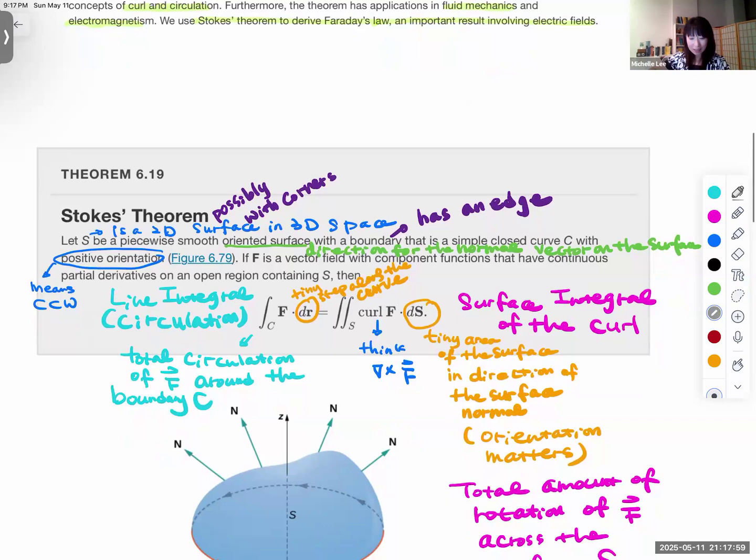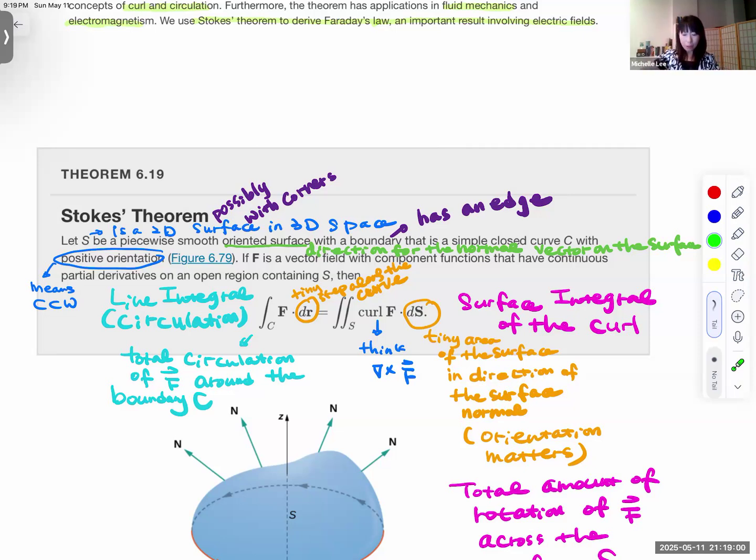All right. So let S be piecewise smooth. S is a 2-dimensional surface in 3D space, right? They say it's smooth, but it does not have to be smooth everywhere. It's piecewise, so some parts can be sharp, right? And it is an oriented surface, that means there is a direction for the normal vector on the surface, with a boundary that is a simple closed curve C. C has a positive orientation, which means the direction goes counterclockwise, right?